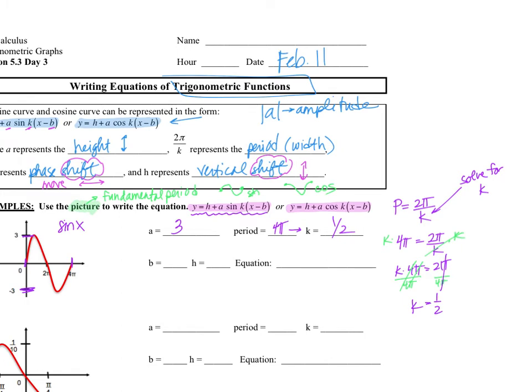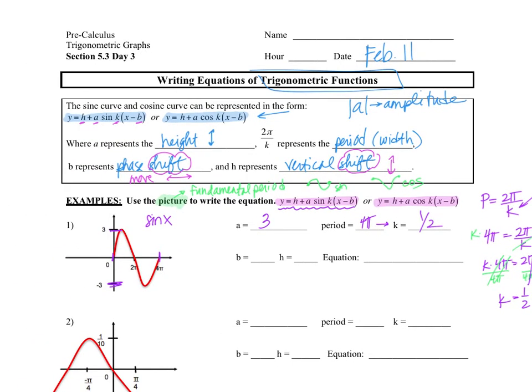So I'm going to do this little math right here every time to go from the period to the k value. Okay, B. B says it shifted left or right. Well, I started at 0, like the beginning of my sine graph starts at 0, just like it always does. So that B value in this case is 0. H is my vertical shift. That means, did I move it up or down? Well, because it's the same distance on the top as it is on the bottom, that means I did not move it up or down, so my H value is also 0.